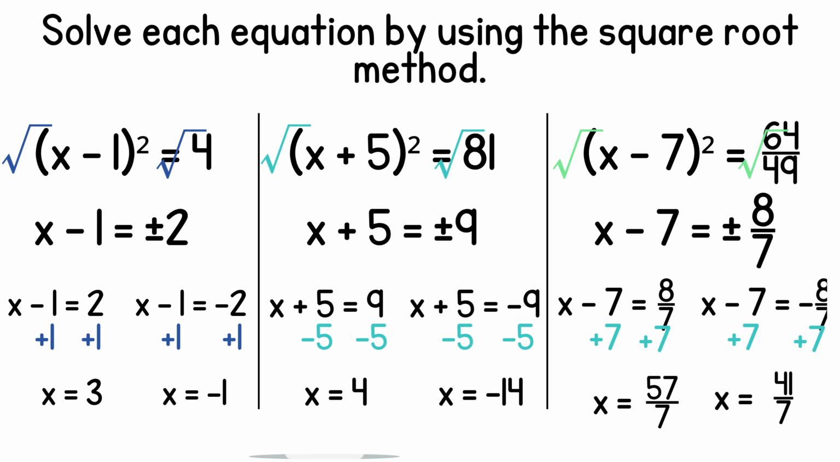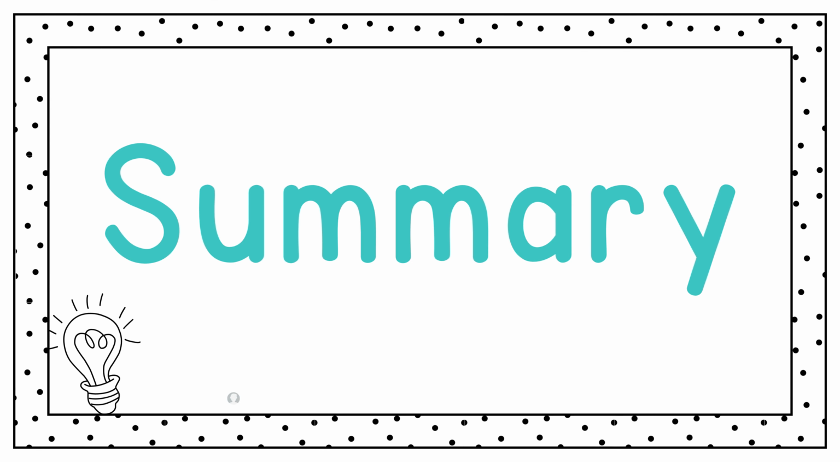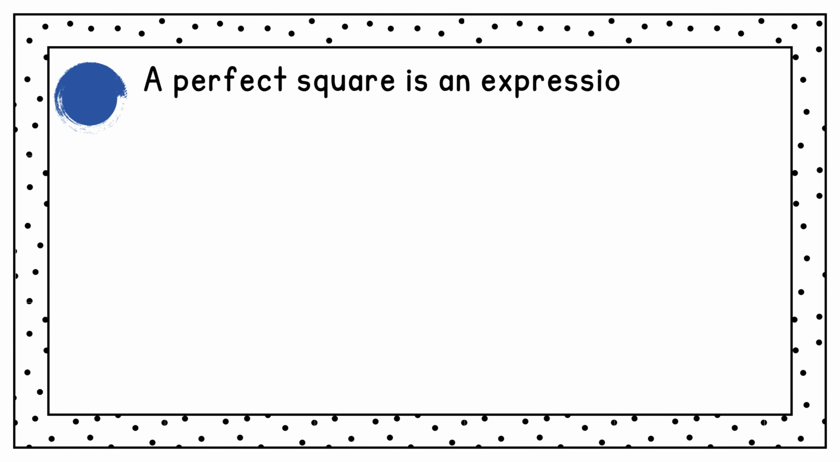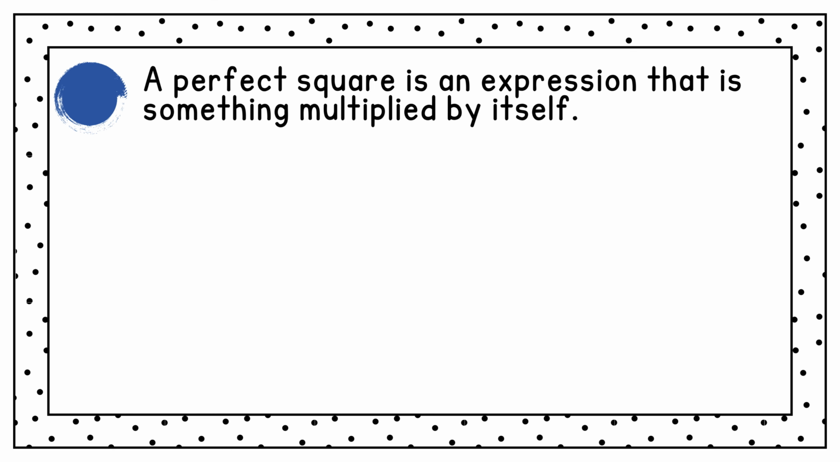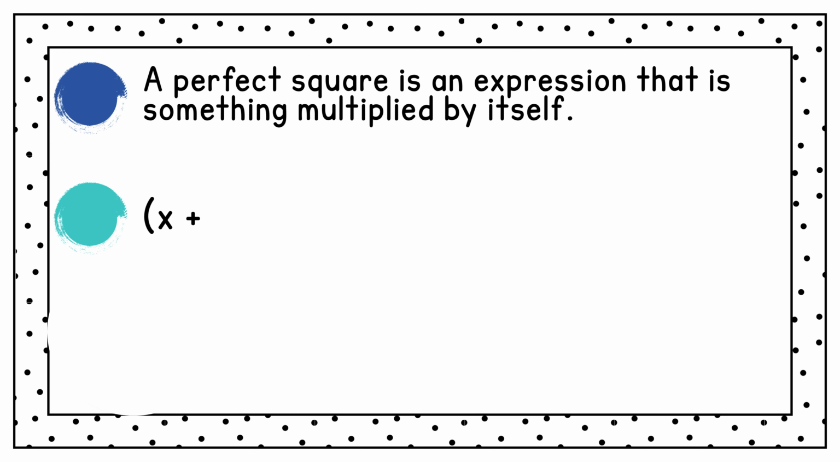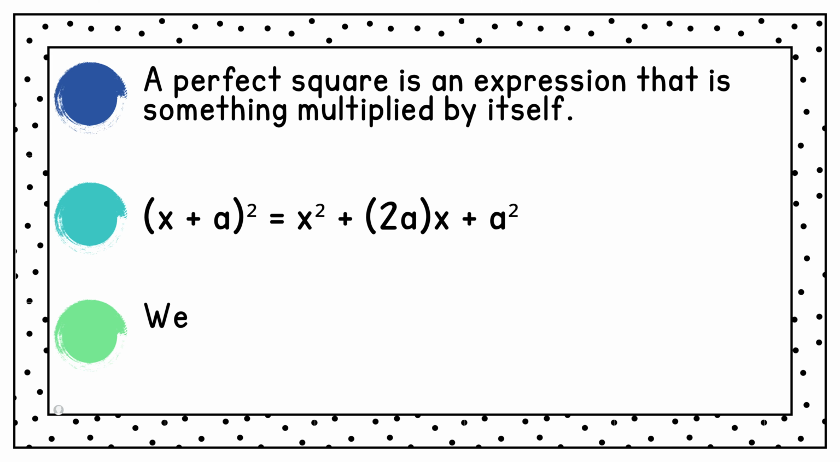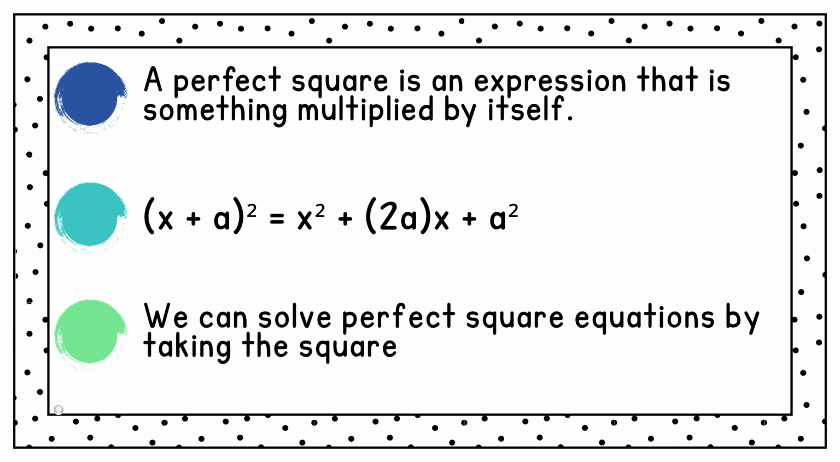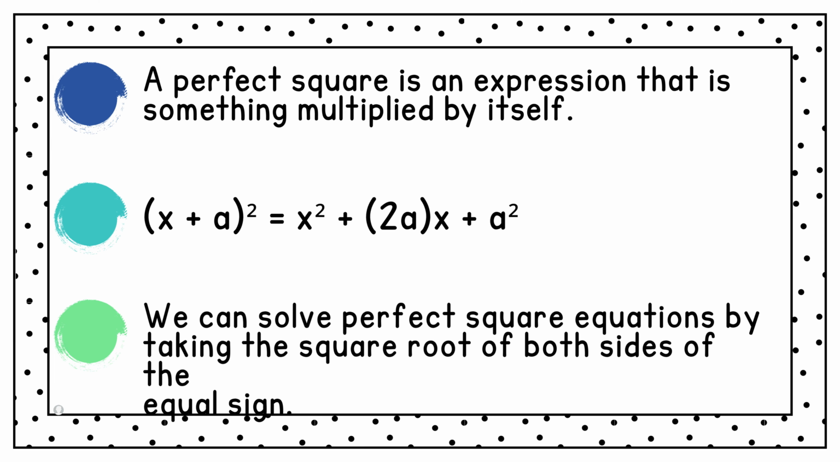Now we've solved all of these equations. Let's summarize what we've learned. A perfect square is an expression that is something multiplied by itself. And if we have x plus a squared and we expand it, we'll get x squared plus 2ax plus a squared. We can solve perfect square equations by taking the square root of both sides of the equal sign.